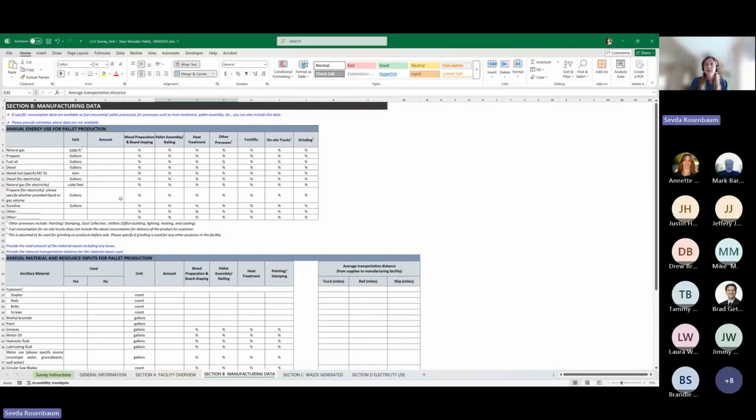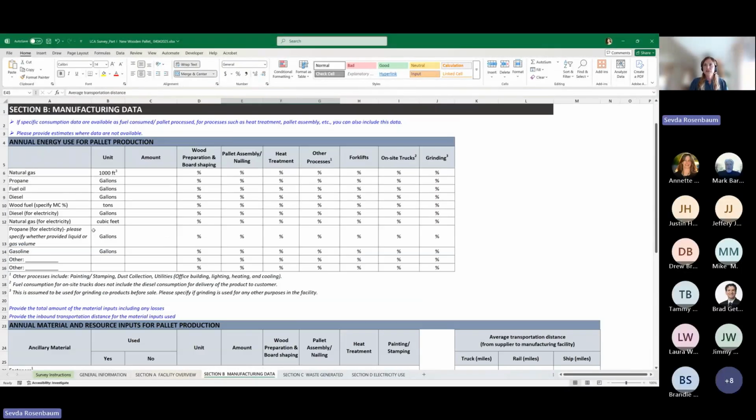Section B is the manufacturing data. We are basically looking at all the utilities used at the facility in this first table, except the electricity. And we are looking for percent usage at different processes. This might be a challenge, but if you can use your best estimation, that would be very helpful.